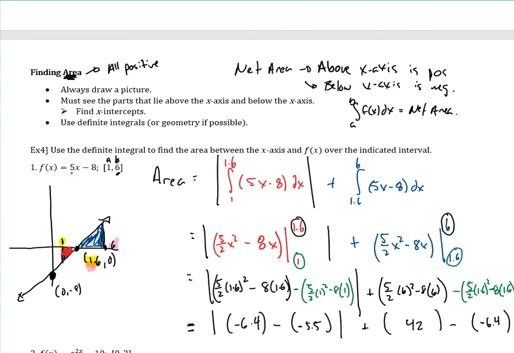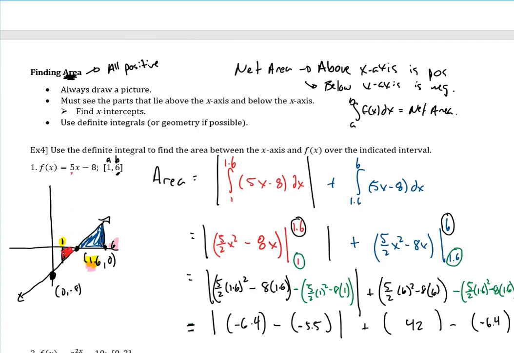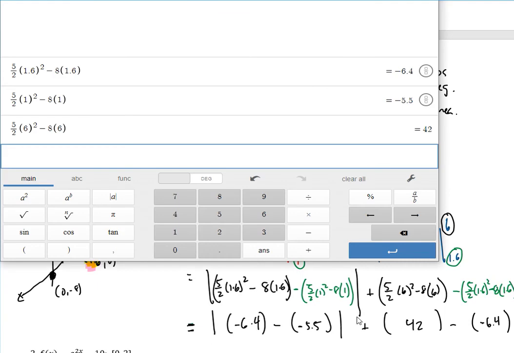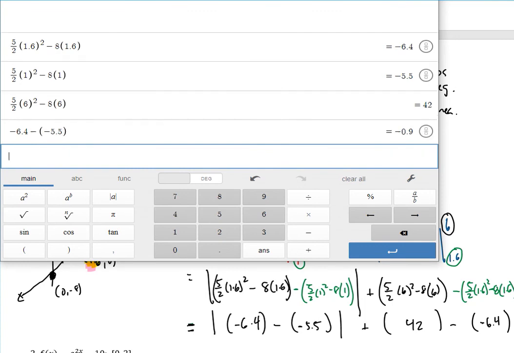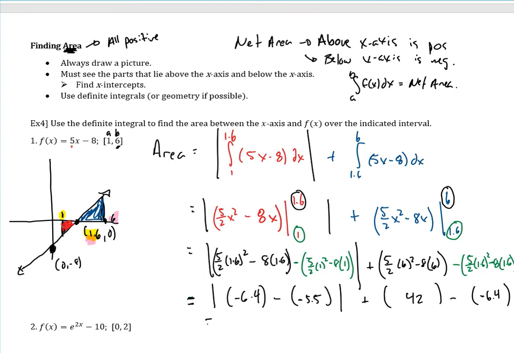Okay, and then now, well, one last thing. Let's simplify this inside of the absolute value. So negative 6.4 minus, so negative 6.4 minus parentheses, negative 5.5 parentheses. Okay, so be careful there. And we get negative 0.9. Okay, so that's the small amount of area that was below the axis. But the absolute values will make it positive.